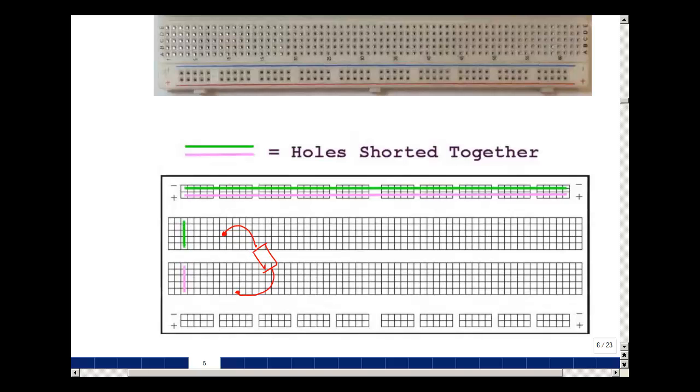Now sometimes you need more than 4 connections to an element, and that's what these rows on the top are. So here's a set of 5, 10, 15, 20, 25, 30, 35, 40, 45, 50 holes, all shorted together. So maybe put your positive power supply here, and you make a lot of connections to it. Then the row above it is not connected to it, but these are also 50 holes that are shorted together. And there's another set down here of 2. So it gives a lot of options for building circuits and putting them together.